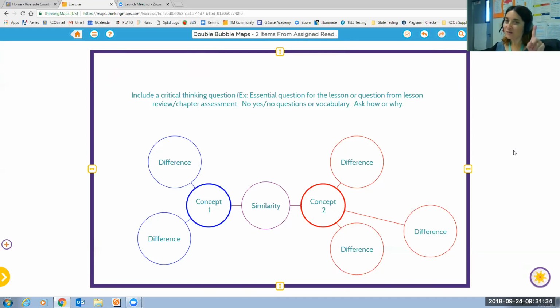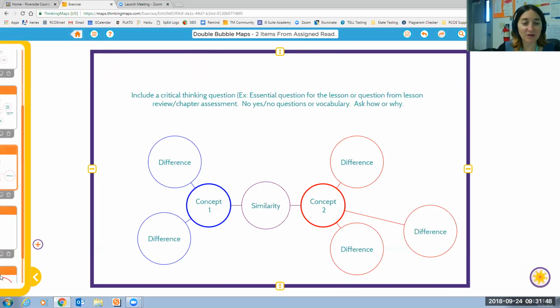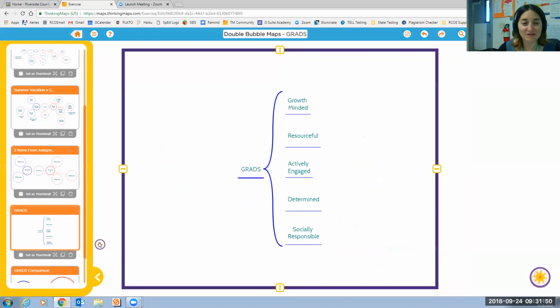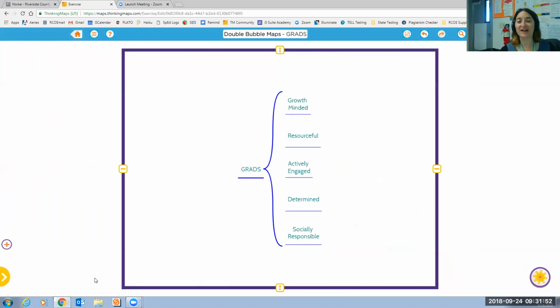So we've been talking about our double bubble maps. You've got your first homework assignment from me for this week, which is to compare and contrast two items that you're studying and create and answer an essential question in your frame of reference. And the next thing we're going to do is review GRADS one more time. I know we've done this before, but we're going to talk about it really fast because we need to make sure everyone understands our school-wide learning outcomes.